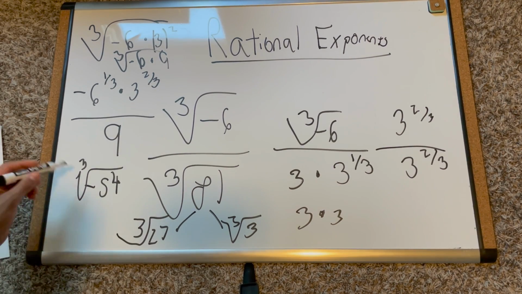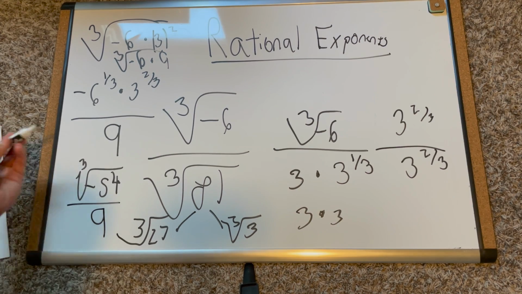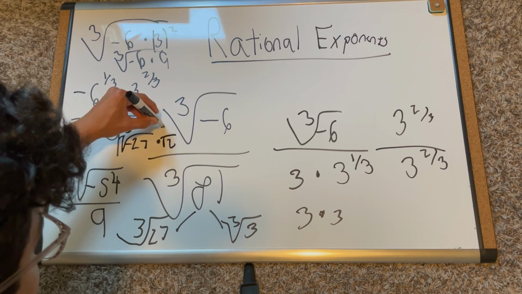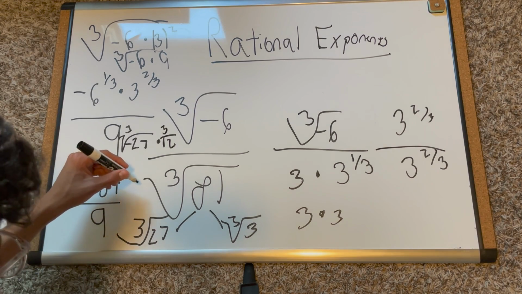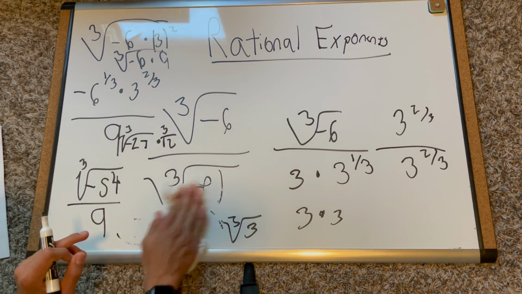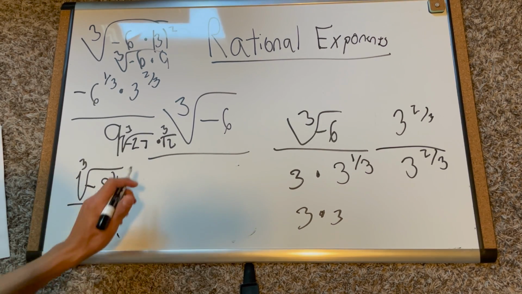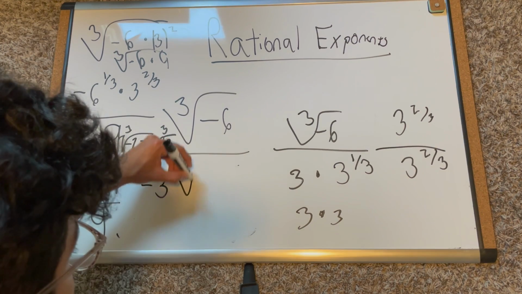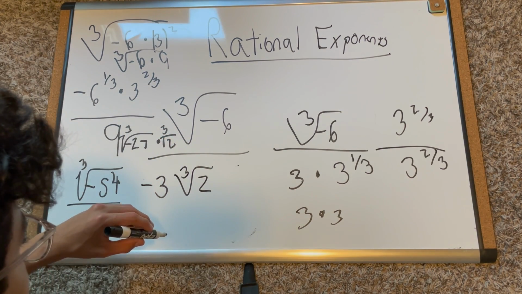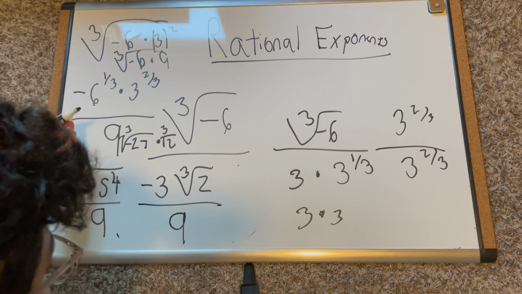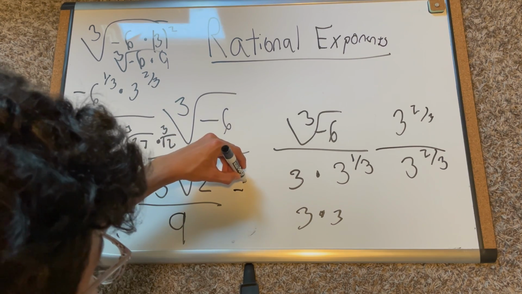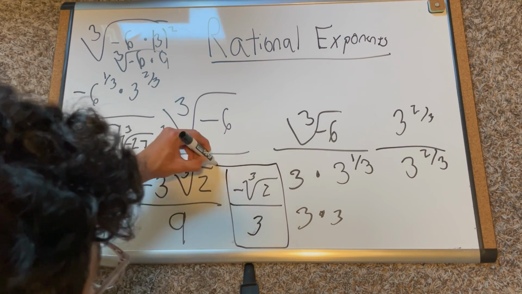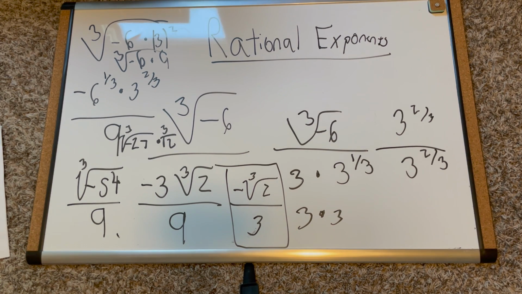So you can actually break this down to negative 27, cube root of that, times cube root of 2. You get negative 3 from that. I'm barely in space here, so I'm just going to have to erase that. So that's negative 3 on the outside, cube root of 2, over 9. So you can further simplify that to negative cube root of 2 over 3. And that is your answer.